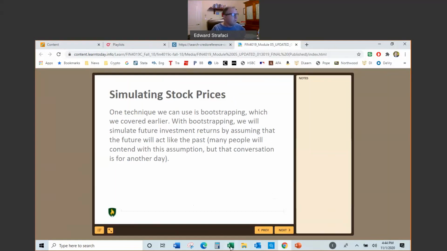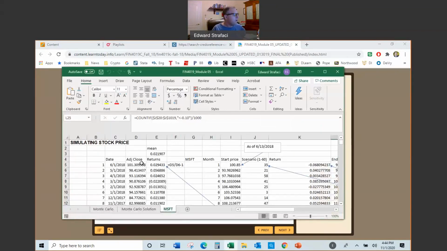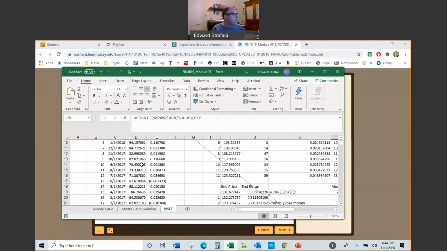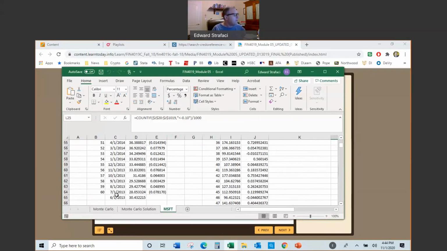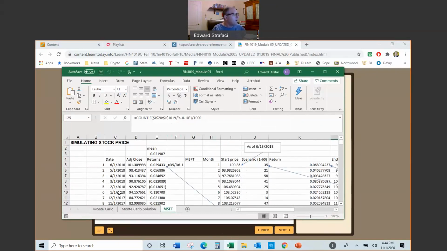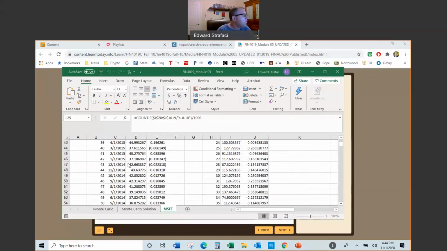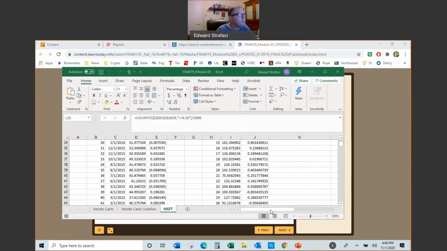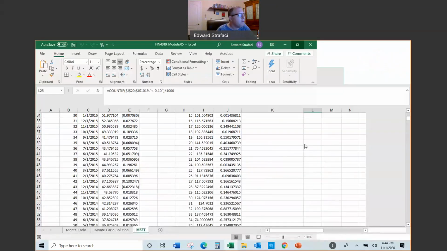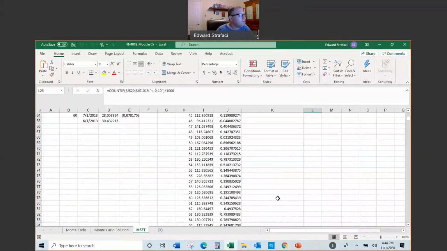Okay, so going back to our spreadsheet that the school provides, really good job by the school. They go back on a monthly basis. They go back from 6/1/18, and they will go all the way back to 7/1/13. So they give you monthly returns, and that's what this is. These are monthly returns. Let me open this up a little bit. They give you monthly returns.